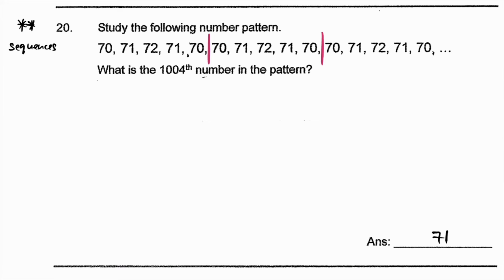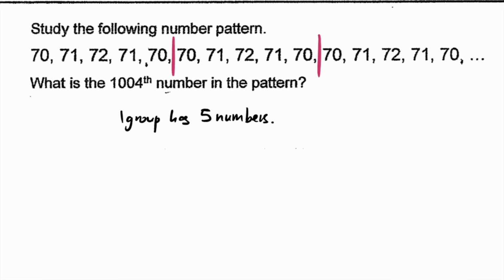Okay, so sequences, number patterns. Well, we've got a pattern here, 70, 71, 72, 71, 70. So first you have to establish what's the pattern over here. And I realized that this is the pattern with 5 numbers in between. So that's my first statement. One group has 5 numbers.